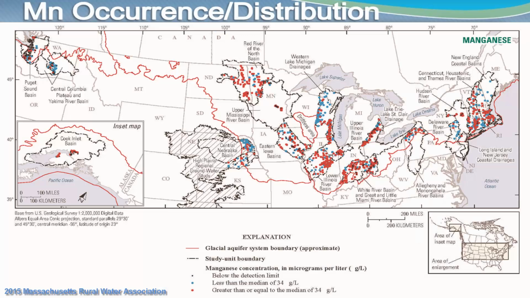This is a map of the northern United States. The blue dots and red dots are manganese concentrations based on a USGS study of the glacial aquifer in the northern United States. They determined that the median was 34 micrograms per liter of manganese; the blue dots were less than 34, and the red dots were higher than 34. That was the midpoint of hundreds of samples in the sample set, and it's fairly close to the 50 micrograms per liter secondary maximum contaminant limit that we have. In the right-hand corner, you can see Massachusetts. There are a lot of red dots, hence the reason manganese is such an important constituent for drinking water in Massachusetts.